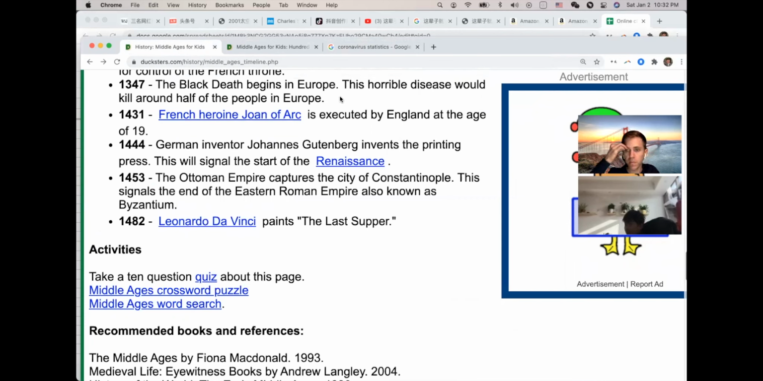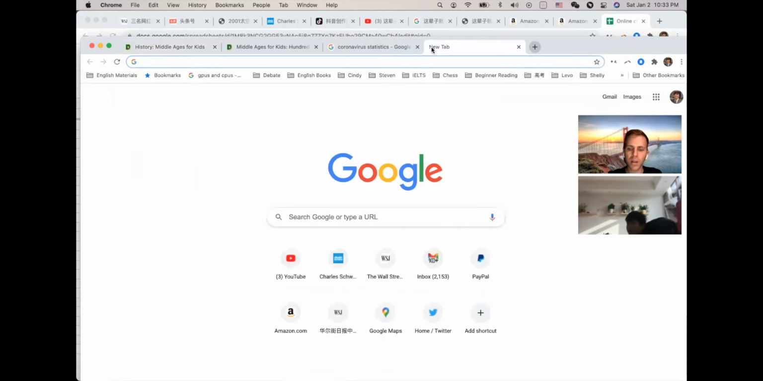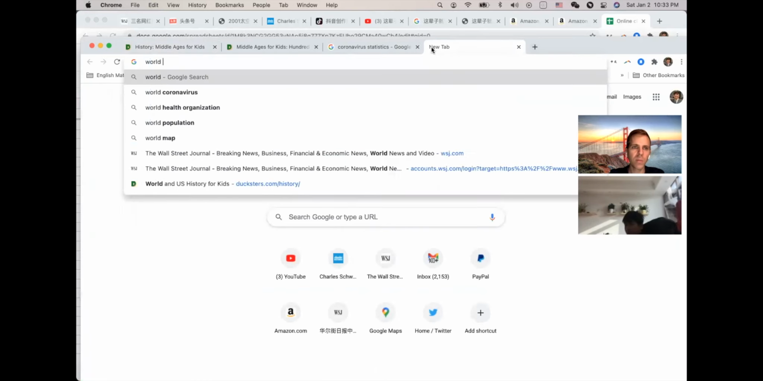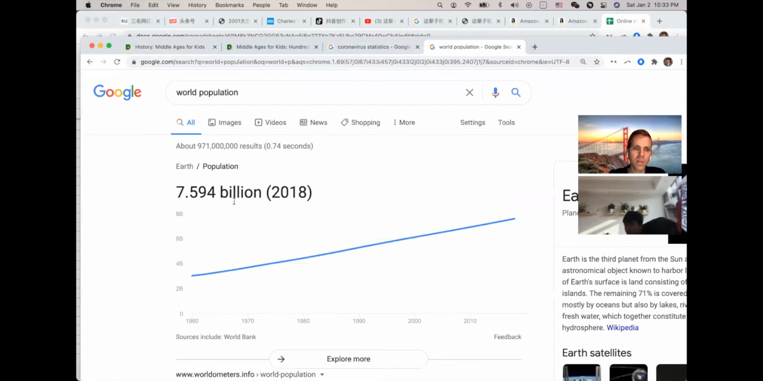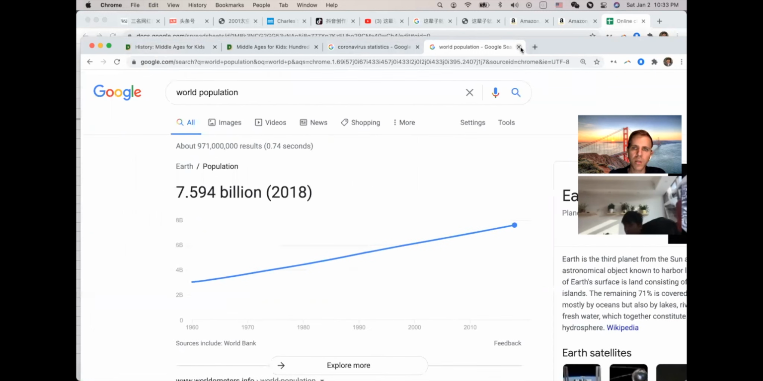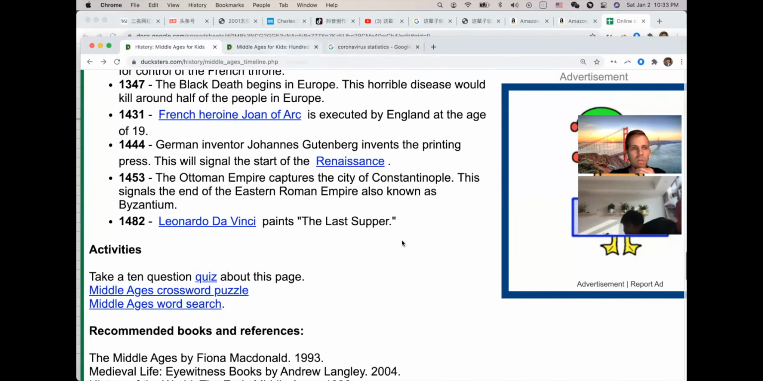I don't know, take a guess. 14 million trillion, or maybe ten hundred million, how do you say that? It's billion. So you say maybe 14 billion? I think it's a little bit less than 8 billion, the world population. 7.6 billion. Okay, so now I know.